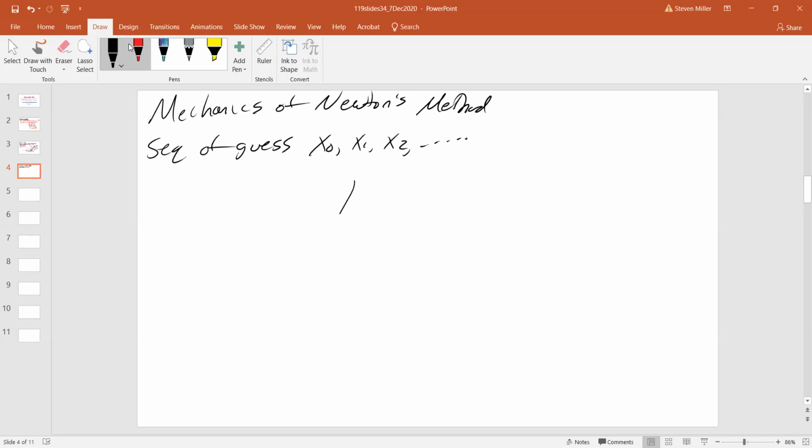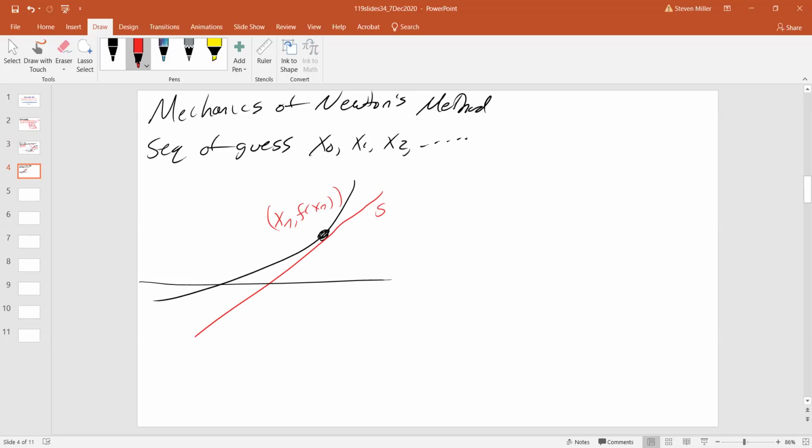So just drawing a little bit of what our function looks like. Here's our point. Here's the tangent line. And so we have the point, say, xn, f of xn. We have a slope, f prime of xn. Here's our point xn. And then here is our next guess, xn plus 1. So our next guess is where we hit the x-axis.